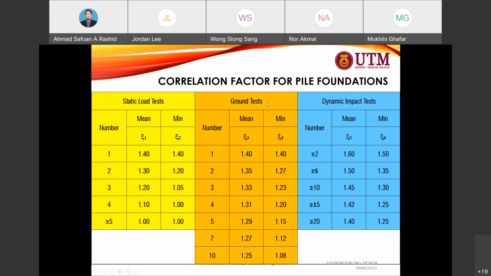If you have a value for the ground test and also the dynamic impact test, this is the factor that should be used to get the value for the bearing capacity of the pile.